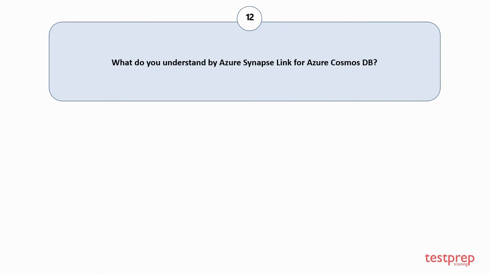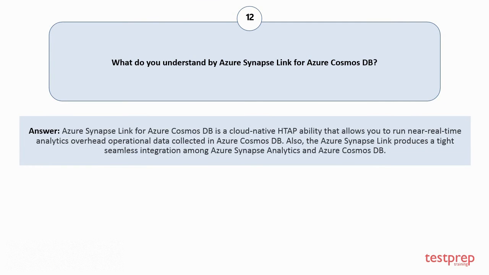Question number 12. What do you understand by Azure Synapse Link for Azure Cosmos DB? Your answer is: Azure Synapse Link for Azure Cosmos DB is a cloud-native HTAP capability that allows you to run near real-time analytics over operational data collected in Azure Cosmos DB. Also, Azure Synapse Link produces a tight seamless integration between Azure Synapse Analytics and Azure Cosmos DB.